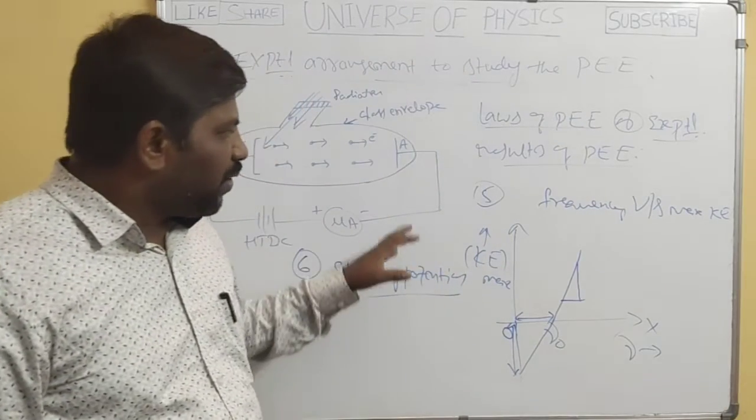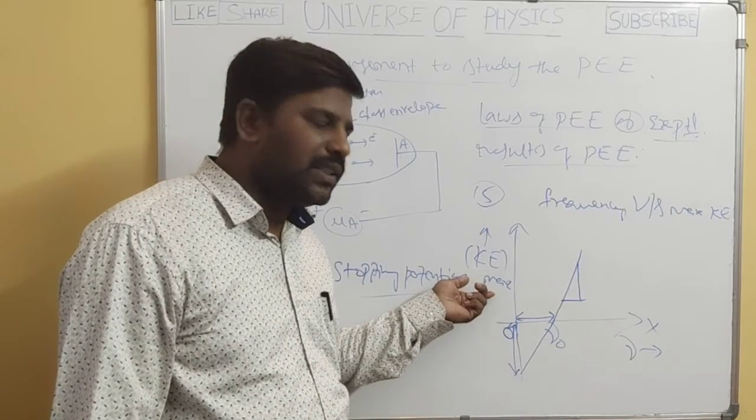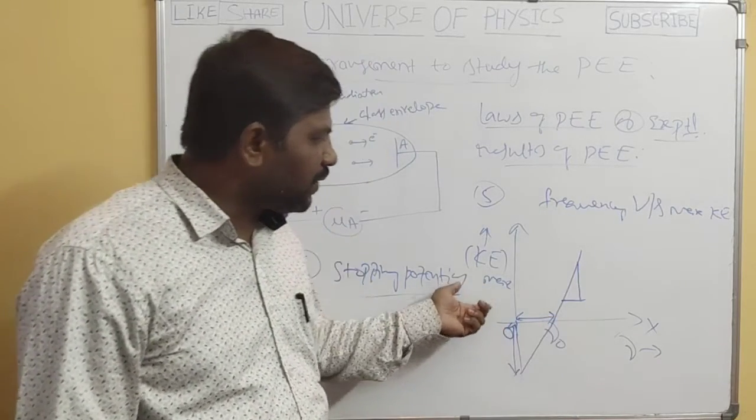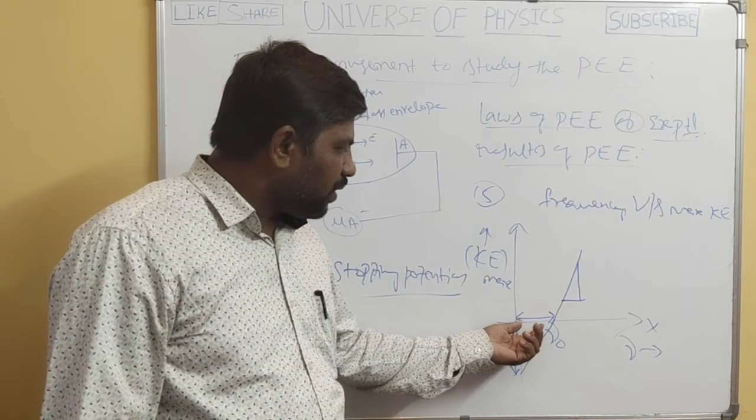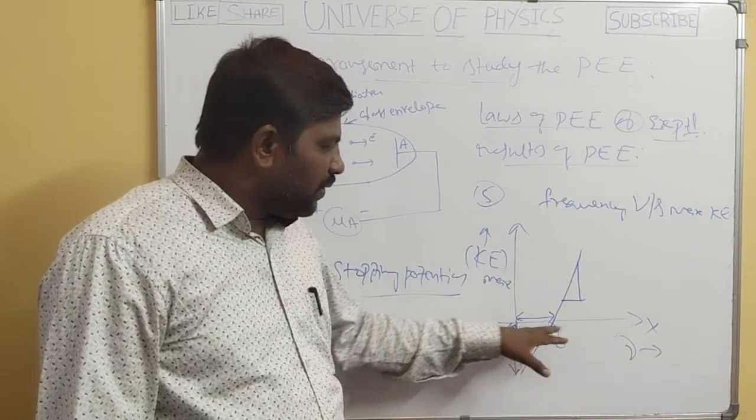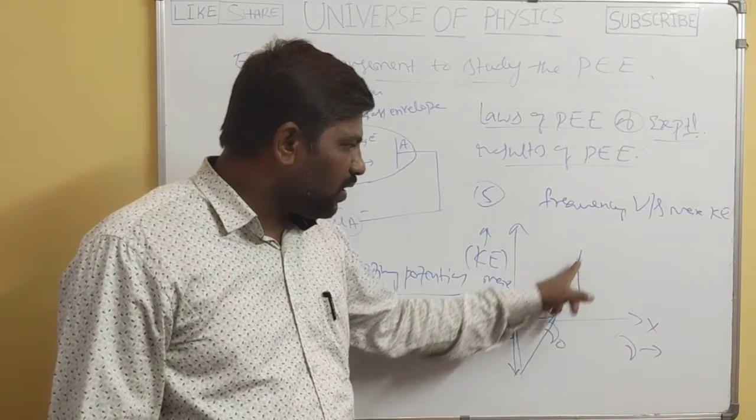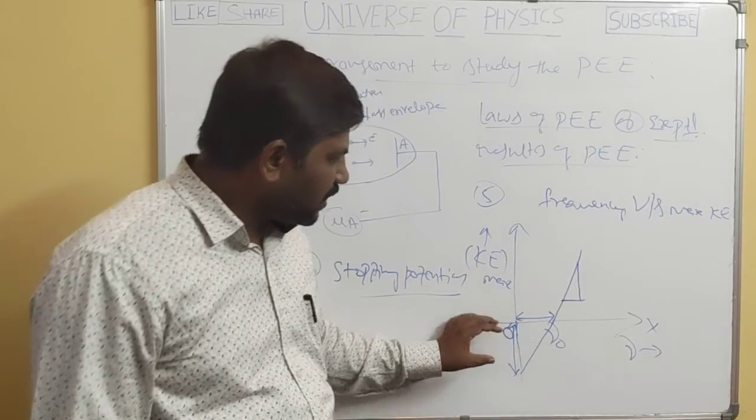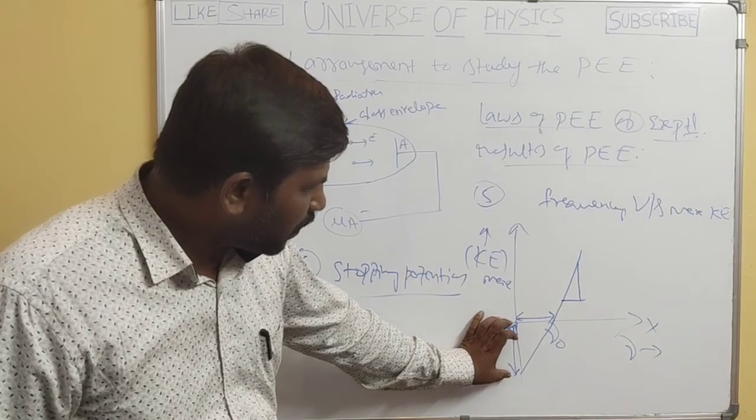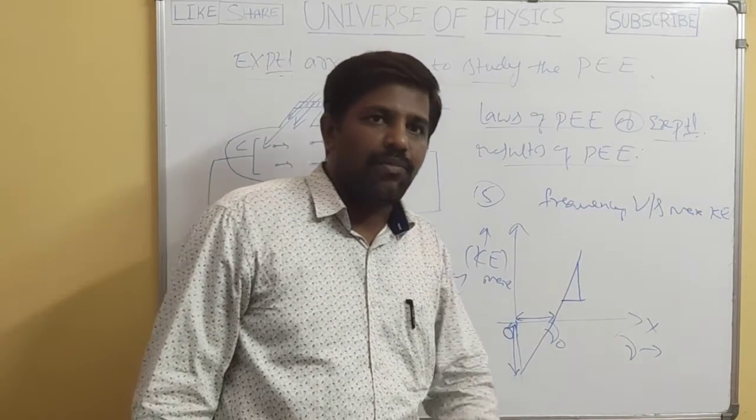Next, if you plot a graph of frequency versus maximum kinetic energy, the nature of the graph should be like this. If you increase the frequency, the maximum kinetic energy of the photoelectrons also increases. This x-intercept indicates threshold frequency and this y-intercept indicates photoelectric work function. And the slope of this graph gives us Planck's constant.